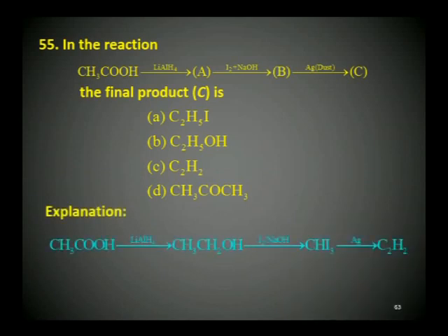Let us see the reaction. When acetic acid is reduced in the presence of lithium aluminum hydride, ethyl alcohol is produced. Ethyl alcohol, when treated with iodine and sodium hydroxide, first produces acetaldehyde followed by iodoform, that is CHI3. When iodoform is treated with silver, it produces acetylene, that is ethyne. So C is ethyne, C2H2. So option C will be the correct option.